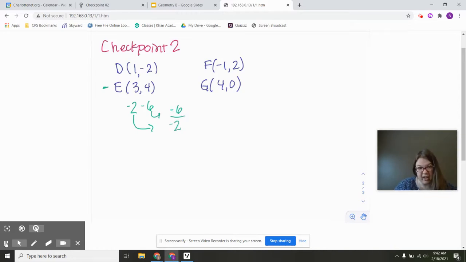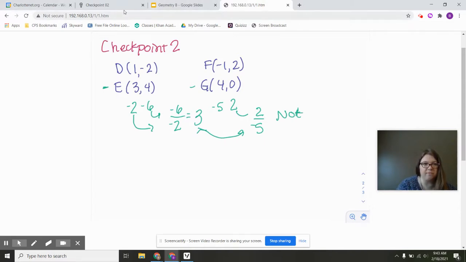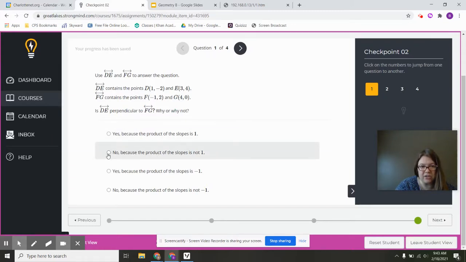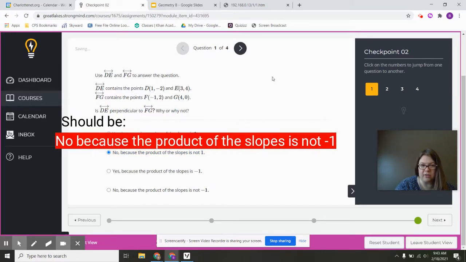And then we just do the dividing. Negative divided by negative is positive, and 6 divided by 2 is 3. We'll try this one. 2 minus 0 is 2. Negative 1 minus 4 is negative 5. So numerator 2, denominator negative 5. 3 and negative 2/5 are not opposite reciprocals, and the product is not negative 1. So coming back here, the answer is no, the product of the slopes is not 1.